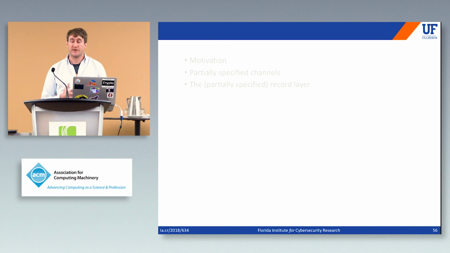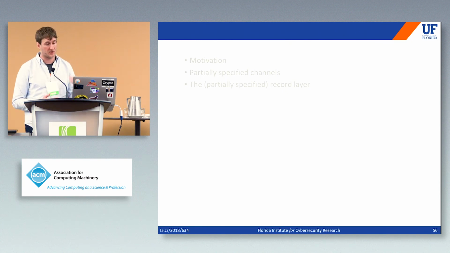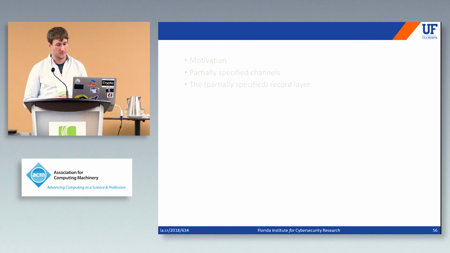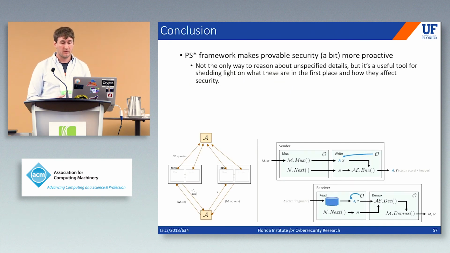Despite this limitation, though, our results are largely good news for TLS. We've shown that not only a particular realization of the record layer, but all compliant implementations are secure with respect to our security notions. And these aren't the strongest possible, but they do capture lots and lots of details of real implementations. And of course, the PSC framework is not the only way to reason about unspecified behavior in TLS, but it gives you a way to think rigorously about what parts of the standard are essential to security and which aren't. And this provides guidance for determining which implementation details need to be explicitly modeled.